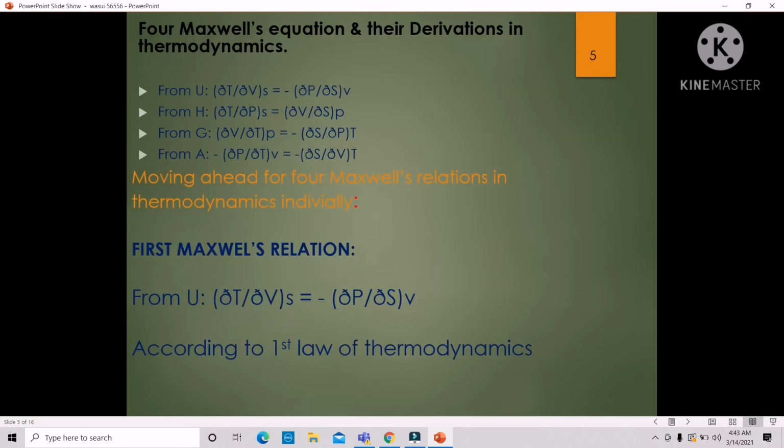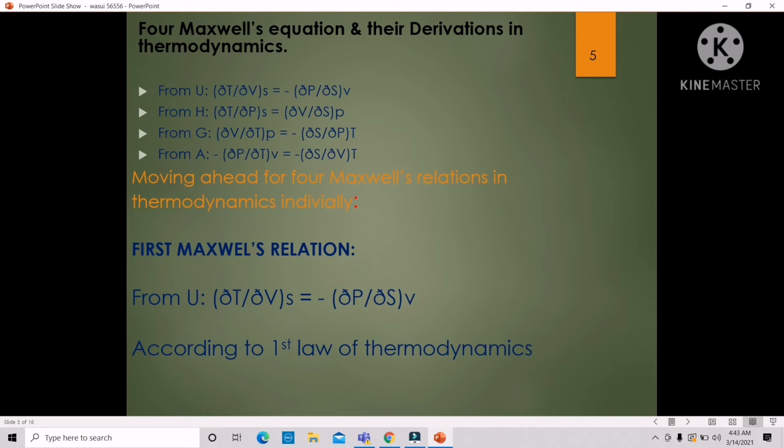So these are the four Maxwell equations and their derivations in thermodynamics. From the first one, where U indicates the internal energy, the change in temperature with respect to volume, having entropy constant, is equal to the negative change in pressure with respect to change in entropy, volume being constant. These all four will be derived individually. So, moving ahead with the four Maxwell relationships in thermodynamics individually.